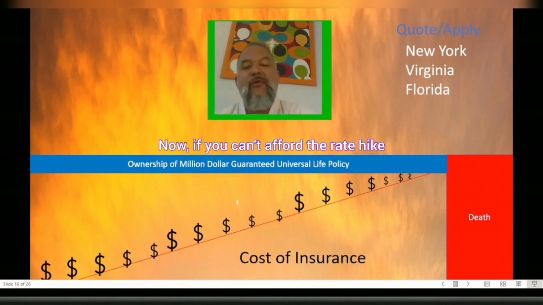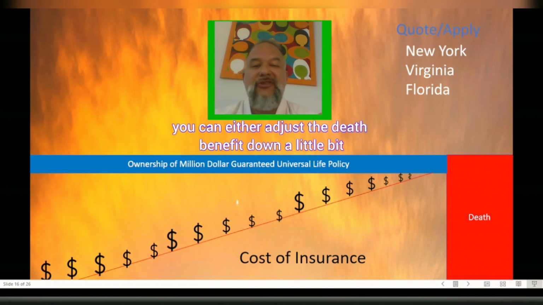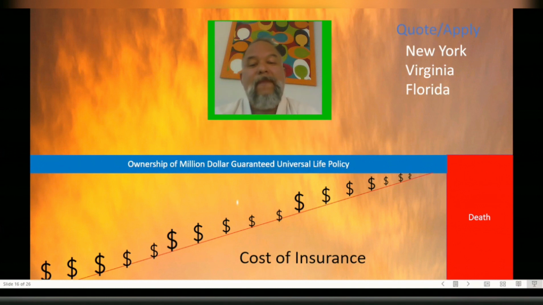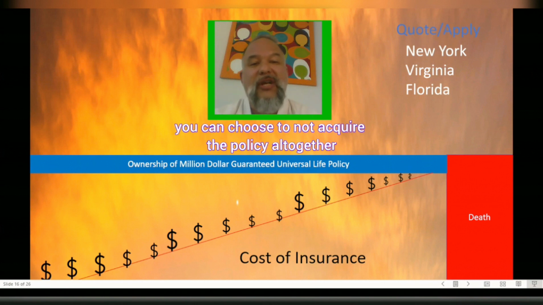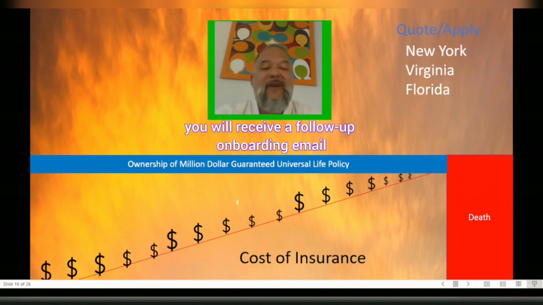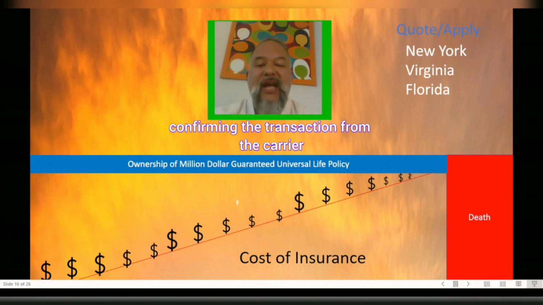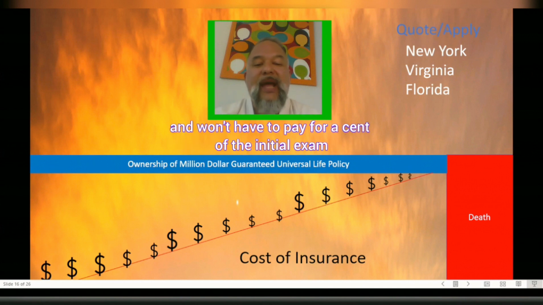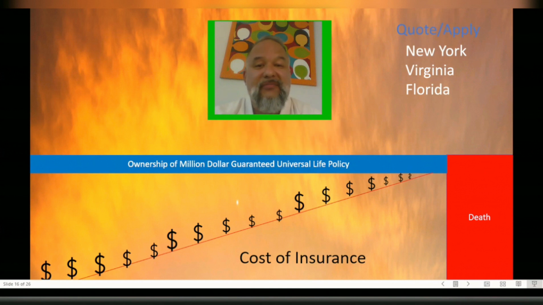Now, if you can't afford the rate hike, you can either adjust the death benefit down a little bit or try a different form of coverage altogether. All in all, if it doesn't make sense, you can choose to not acquire the policy altogether. If the terms are accepted between you and the carrier, you will receive a follow-up onboarding email confirming the transaction from the carrier. If you don't like the new terms, you'll receive all of your first initial premium back in a timely manner and won't have to pay a cent for the initial exam. That's essentially the price of doing business from the insurance company's perspective.